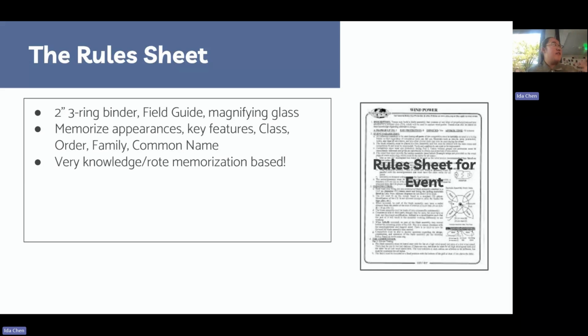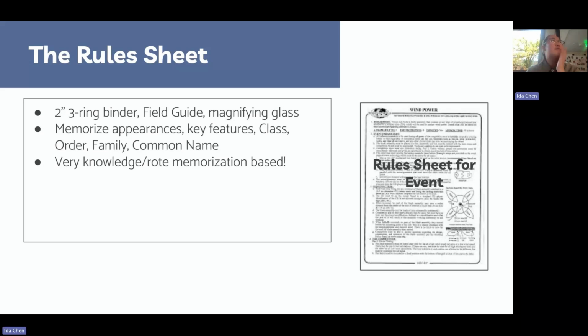And then additionally, after you identify them, you're going to answer a lot of questions about the bug. They're going to ask you maybe about where it lives, or specific things about its morphology, things like that. So as you can probably tell, it's very rote memorization based. The more time you spend going through flashcards and memorizing what they look like and facts about them, the better off you will be.